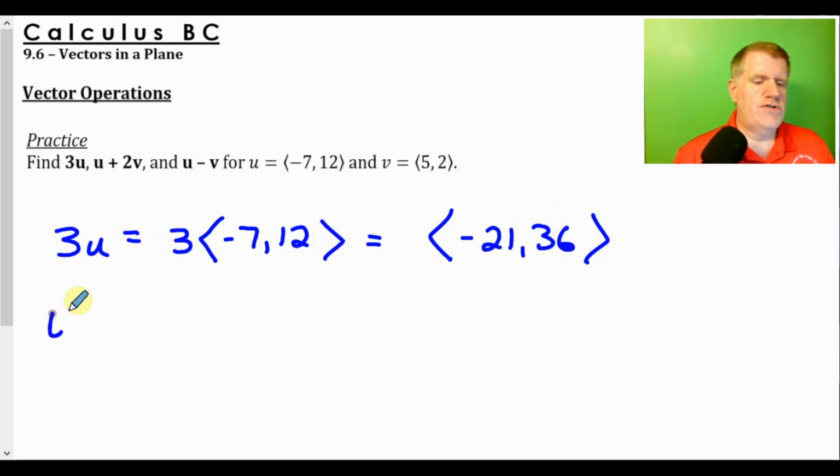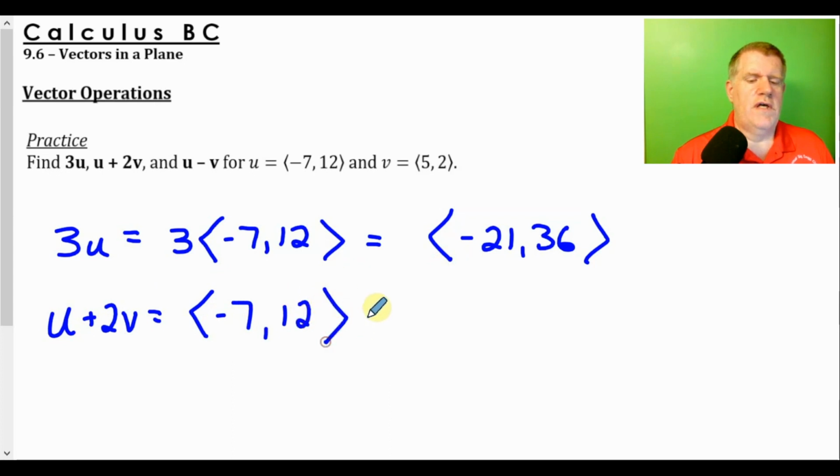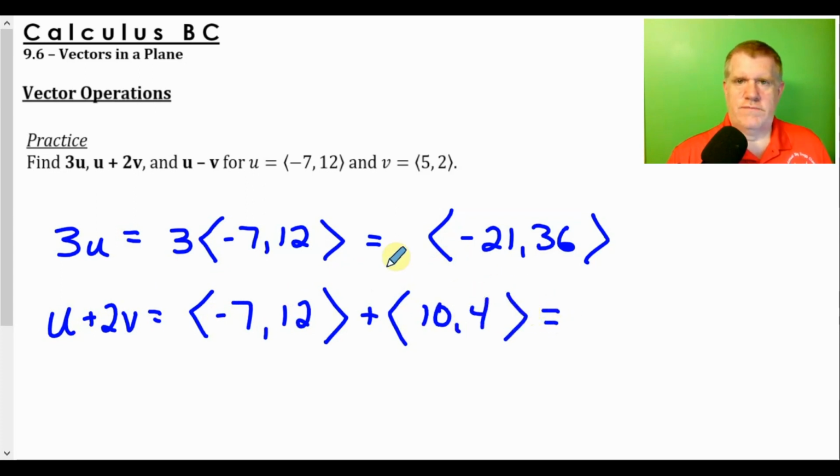All right, u plus 2v. So u is -7 and 12. Let's see, 2v would be 10, 4. And if you add them, you just add their places. -7 plus 10, 12 plus 4. So your component vector for u plus 2v is 3, 16.